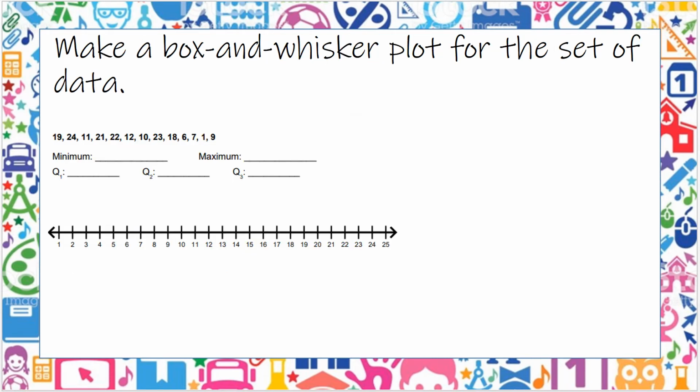Okay, let's make a box and whisker plot for this set of data. So I want to look and I want to find the minimum number. The minimum means the absolute lowest number. That'll be 1. The absolute highest number is 24. Now I'm going to go ahead and put these in order because it's easier to look at the data that way, especially when you're making these box and whisker plots.